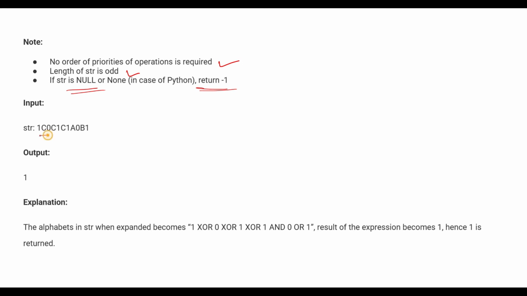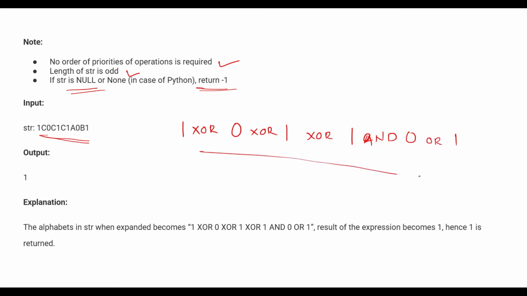They have given some input here. You can see 1 XOR 0 XOR 1, again XOR, then 1, then AND, then 0, then OR, then 1. The output of this is 1. So let's get started with the coding part.